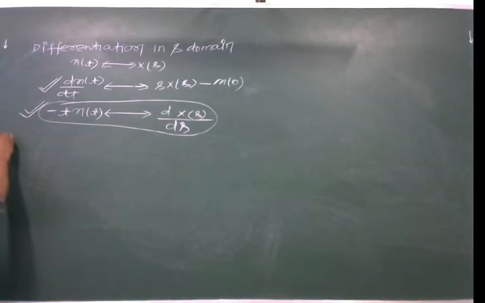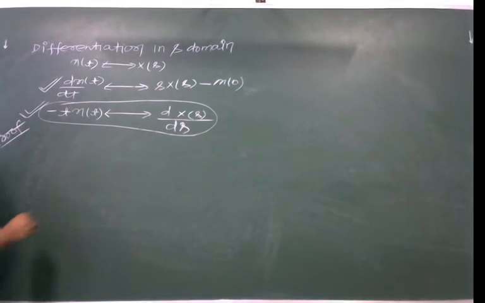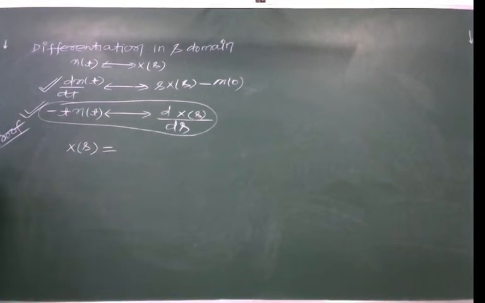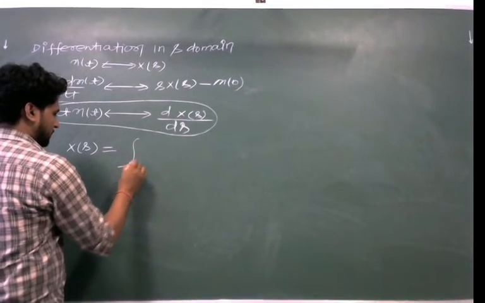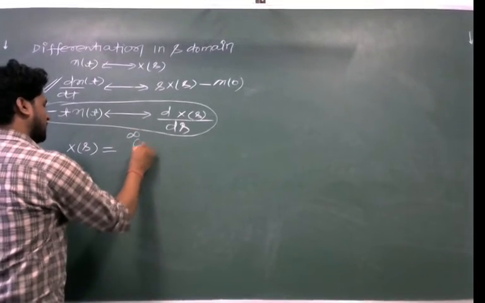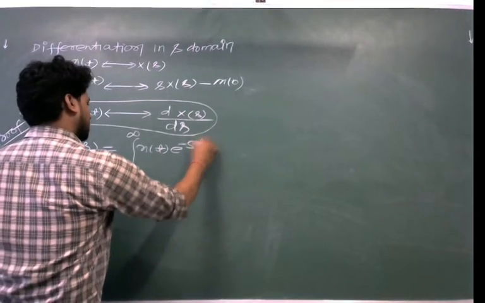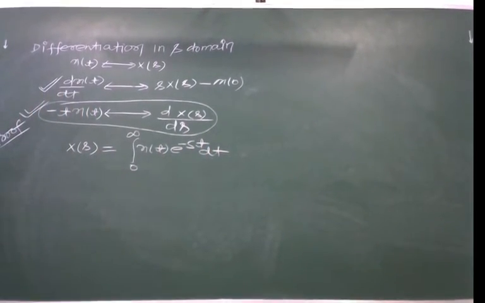We can find the proof also. We know that the Laplace transform of signal x(t), which is equal to X(s), can be determined by using this relation: the integral from 0 to infinity of x(t) e power minus st dt. Now differentiate both sides of this relation with respect to s.